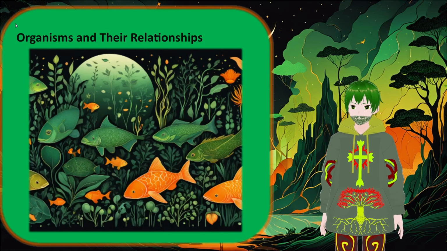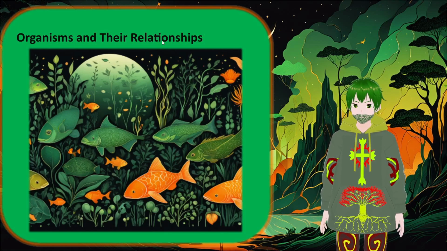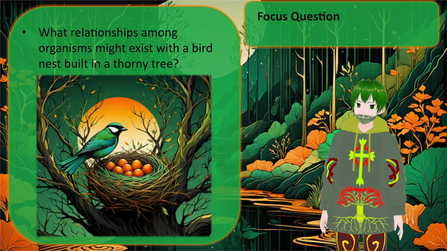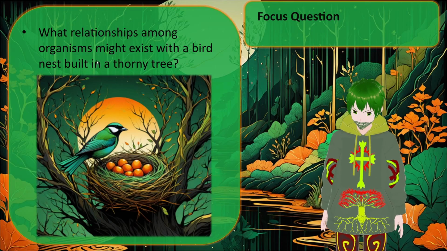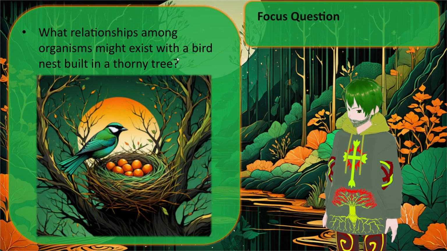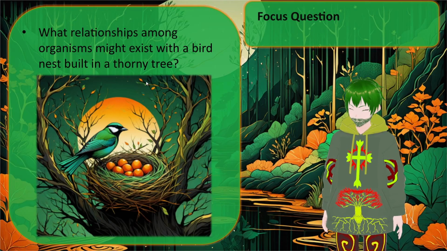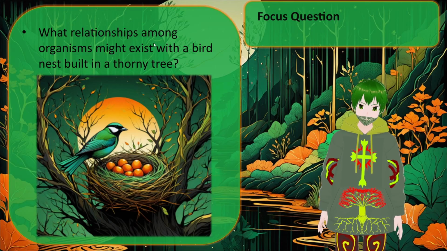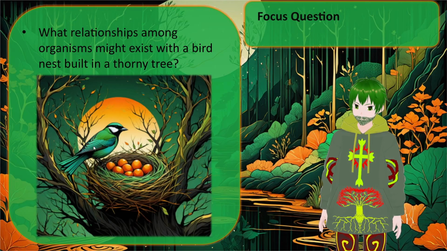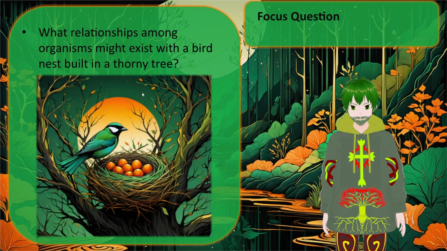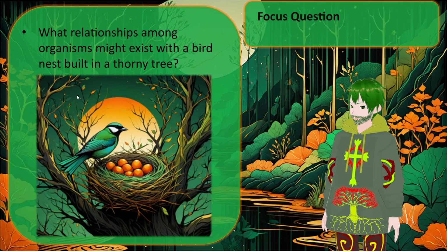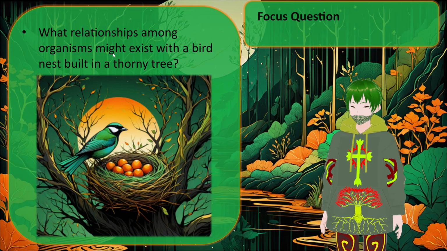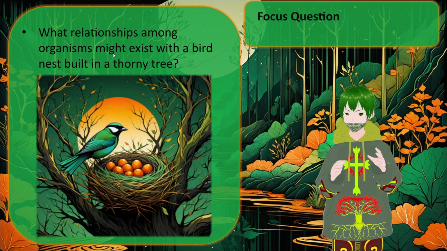I'm glad you're here. Today, we're going to be looking at organisms and their relationships. If you think back to the first lecture of this unit, last class, we asked a question about a bird building a nest in a thorny tree and why it would do that. Now we're going to expand that question to ask what are the relationships between that bird and its nest and the thorny tree? What kind of interactions is it going to have because it built its nest there? That's the main focus question for this section of ecology.